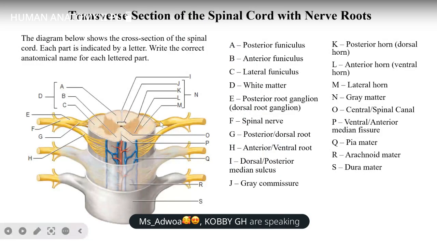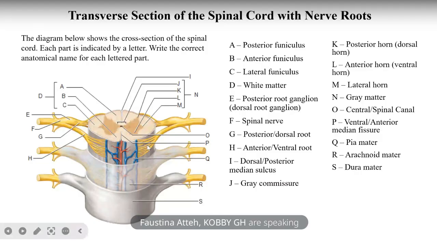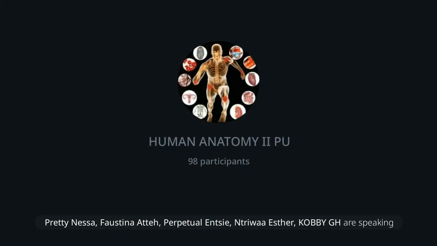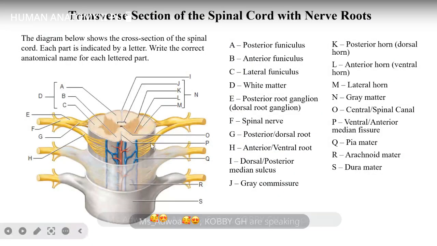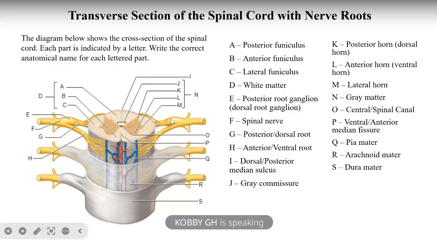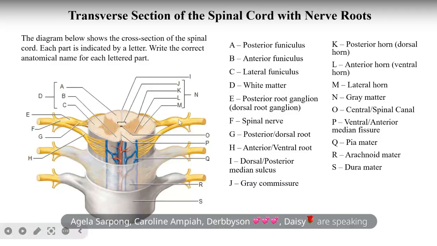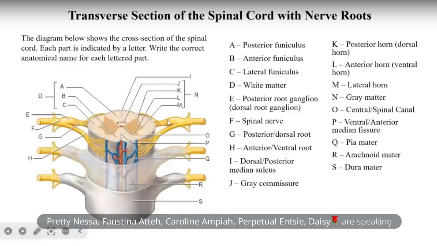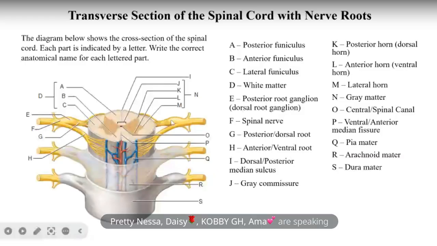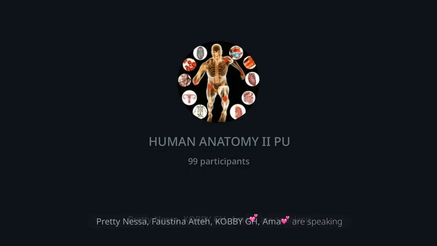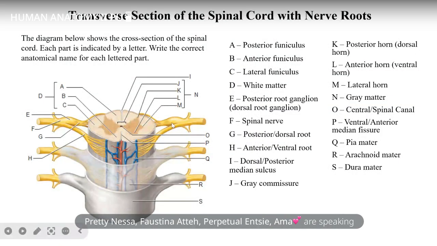What name is given to the part I'm pointing now? Here, the root I'm pointing. What name is this? Anterior root. The anterior root. Okay. What name is given to the swelled part that I'm pointing? This portion. Ganglion. Posterior root ganglion.